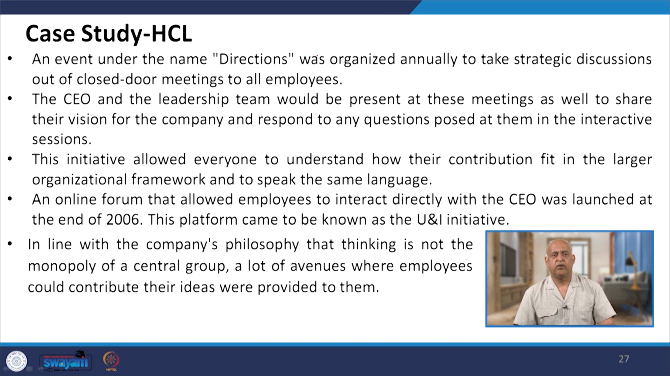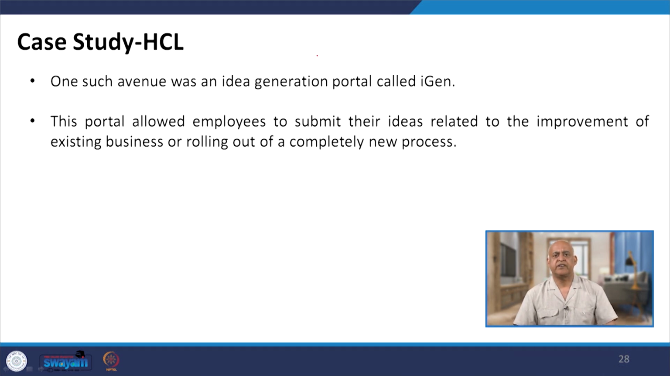An online forum that allowed employees to interact directly with the CEO was launched at the end of 2006, and this platform came to be known as the U&I initiative. In line with the company's philosophy that thinking is not the monopoly of a central group, a lot of avenues where employees could contribute their ideas were provided to them. One such avenue was an idea generation portal called iGen. This portal allowed employees to submit their ideas related to the improvement of the existing business or the rolling out of a completely new process. This type of initiative has definitely motivated the employees very much, making the culture more flexible and adaptable.